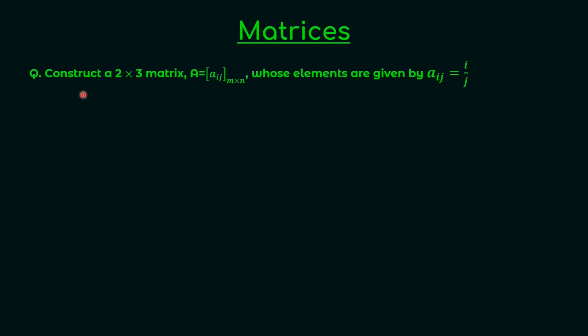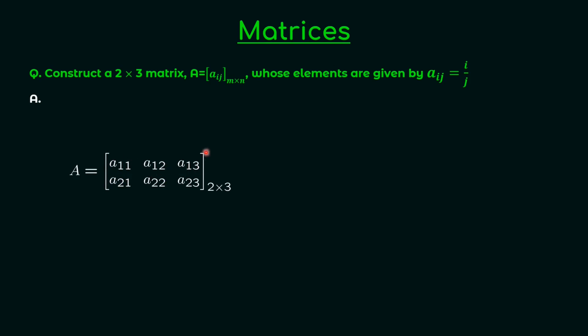Construct a 2 by 3 matrix A is equal to Aij m by n, whose elements are given by Aij is equal to i by j. So now A is a 2 by 3 matrix, which means that it has 2 rows and 3 columns as the following, right?